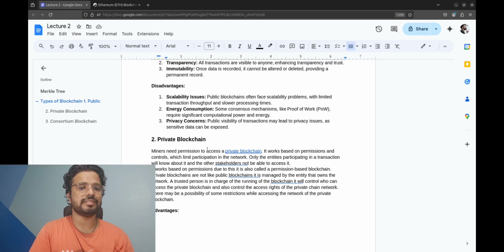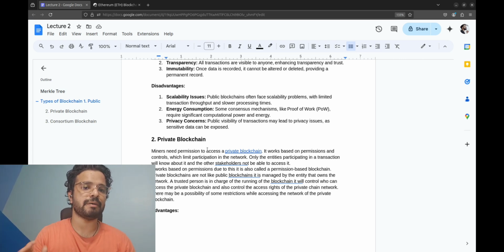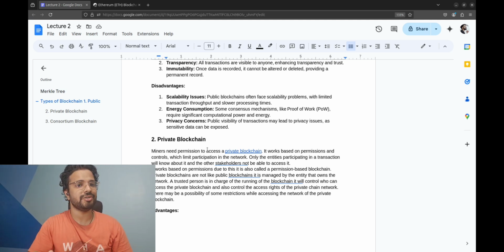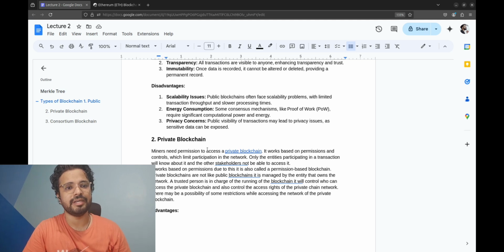And the privacy concerns: every data in the public chain is public. Anyone can see it. Anyone can see your data. So note this point: don't keep anything private in a public chain.